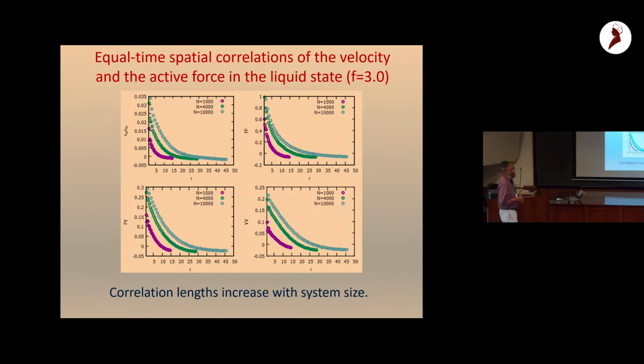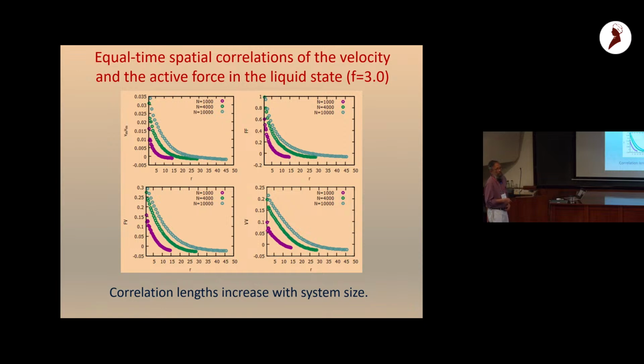What is surprising is this: that was the time correlation function. Now we are looking at the spatial correlation function at the same time. And here we are plotting 3 different kinds of correlation function. One is basically the velocity correlation function. One is the velocity and the active force correlation function. I'm sorry, this is just the FF correlation function. This is the FV correlation function. All of them look similar, and they go to 0 slowly. And where they go to 0 depends on the size of the system.